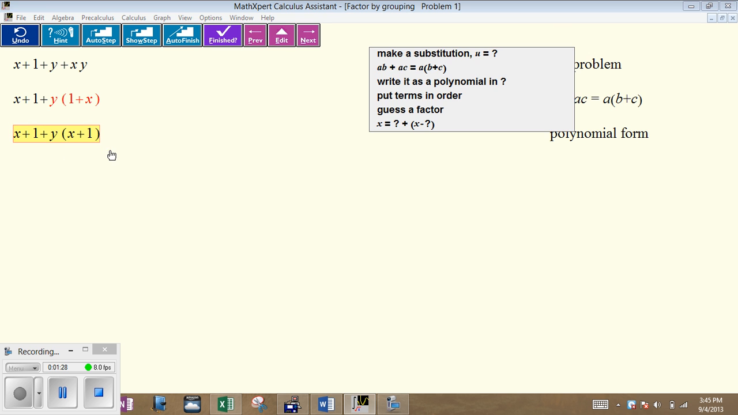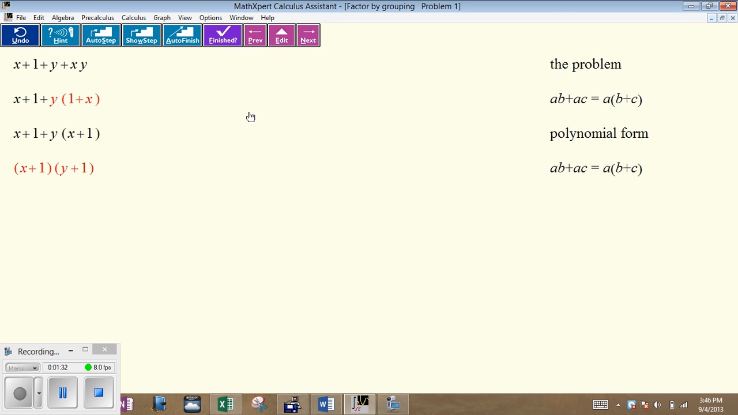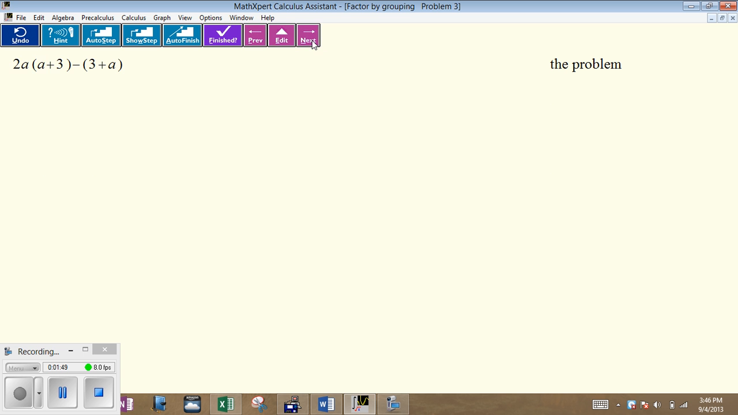Common binomial factor, it still suggests that we have a common factor. The common binomial factor is the x plus 1. X plus 1 will multiply y, giving you this. X plus 1 will multiply 1, giving you this. Okay? So that is the procedure we're going to use when factoring by grouping. We'll look at a couple more examples.